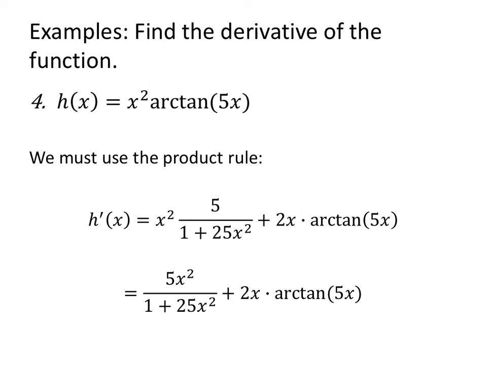If you want to clean it up a little bit, this x squared is over 1, so we can multiply it by the numerator to get 5x squared over 1 plus 25x squared plus 2x arctangent of 5x.